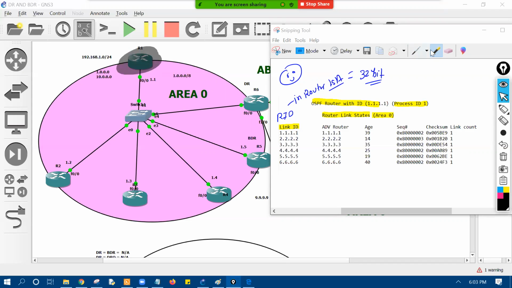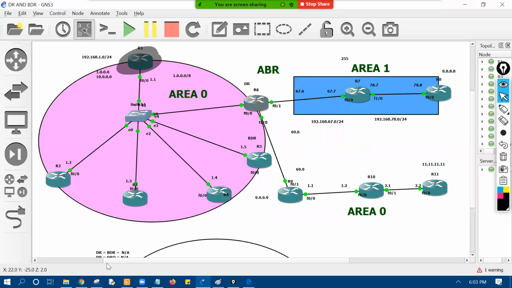Okay. What R1 is saying is that I'm getting the 6 routers. Let's say 1 is my own information, right? And then after that 2.2.2, 3.3.3, 4.4.4, 5.5.5, 6.6.6. So we have 6 routers in this broadcast domain. Let's say 1, 2, 3, 4, 5, 6.